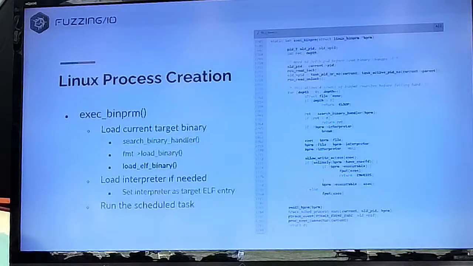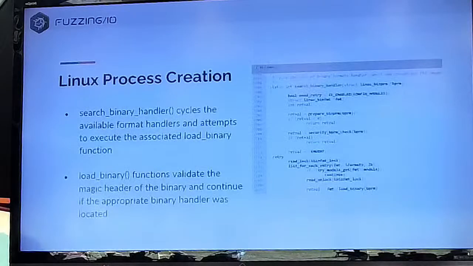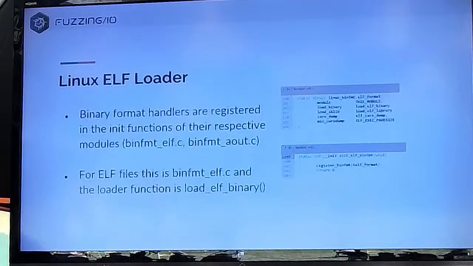Now it needs to find the linker. So it searches for the binary handler for an ELF and calls load binary. Sorry, that's when the mapping gets done. And then it loads the interpreter as part of that load ELF binary process. So at this point in time, you can start to patch things from the kernel side if necessary. It validates the magic, yes.